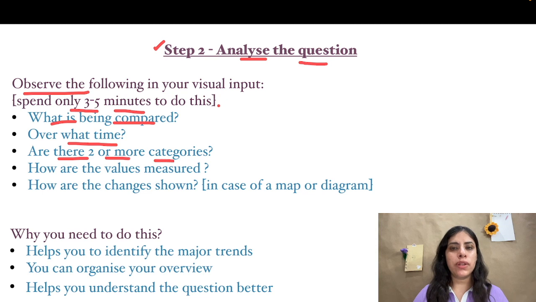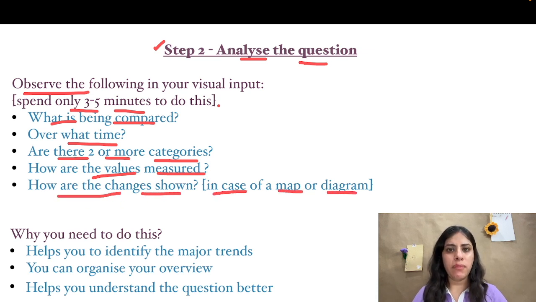Are there two or more categories? Generally, when we make comparisons, there must be different categories. Try to jot that down as well. Then, how are the values measured? Are the values in rupees, million, billion, percentage? Note it down. And how are the changes shown? In case of a map or diagram, there can be different ways in which the changes are shown.